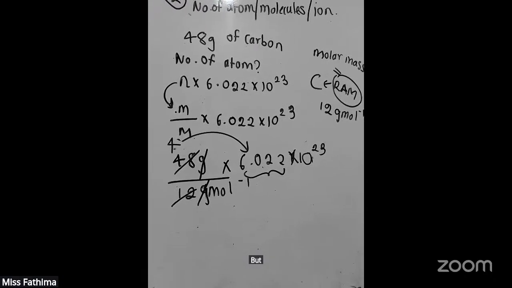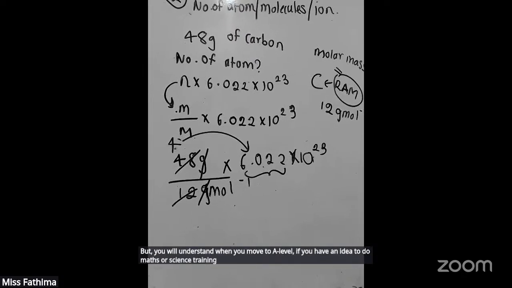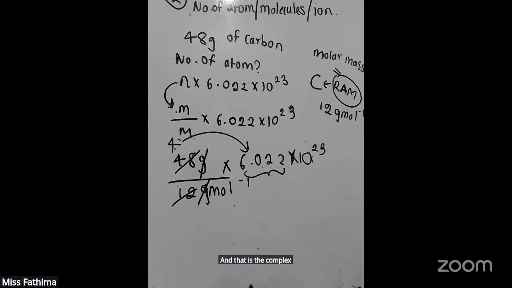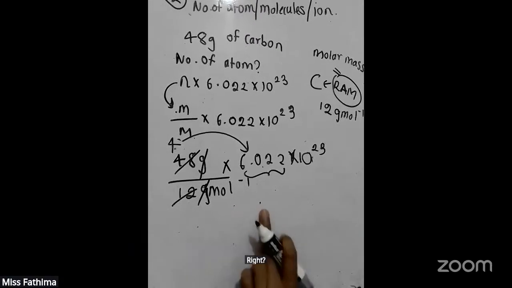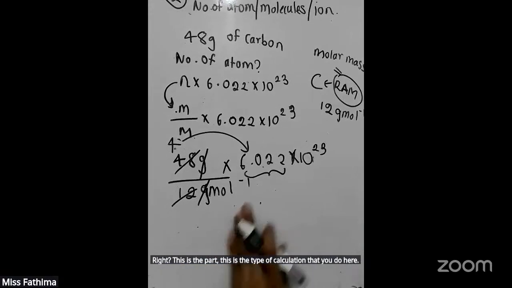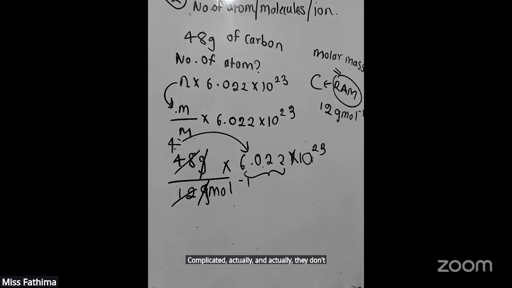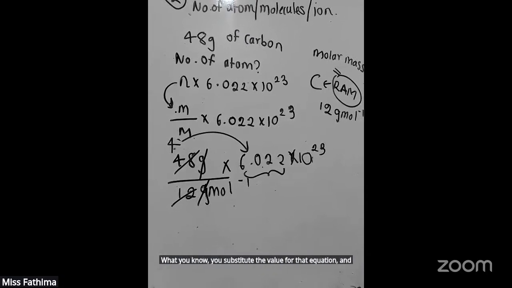But you will understand when you move to A level. If you have an idea to do maths or science stream in A level, you will understand that is the complex one. What you learn is something like this. But I make it on the board. Right? This is the type of calculation that you do here. This is not complicated actually. And actually they don't expect you to do the complex calculation. The simple one, in a shorter way, that is enough. They don't ask for big pages. Just what you know, you substitute the value for that equation and you write the final answer.